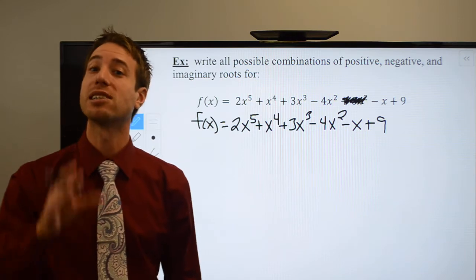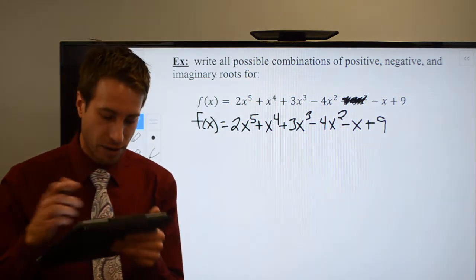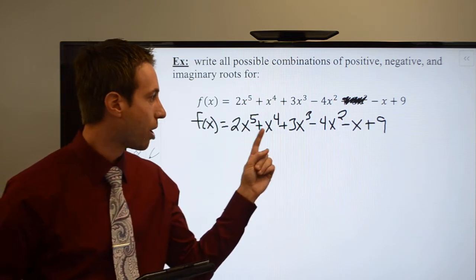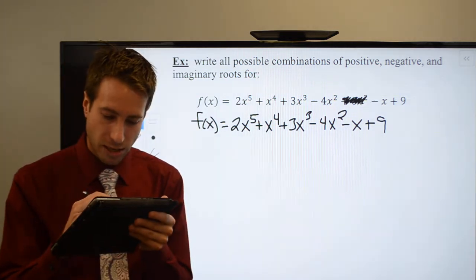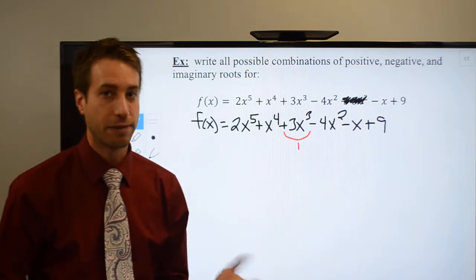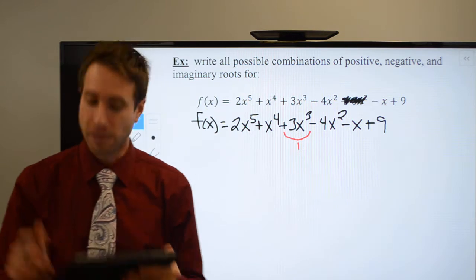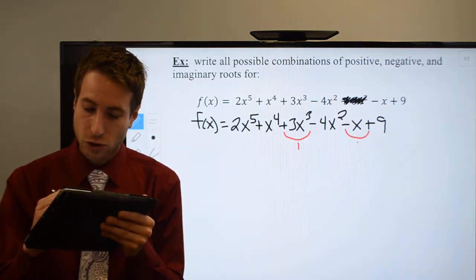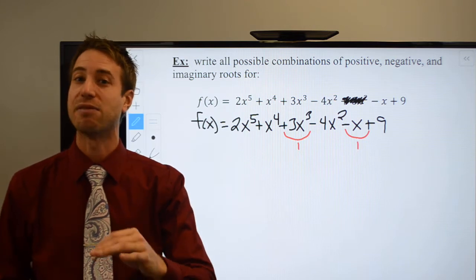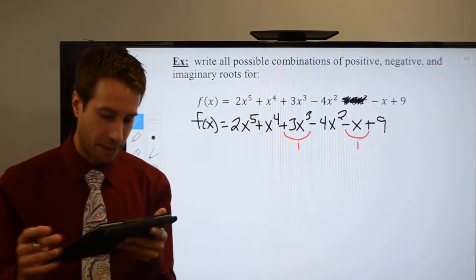So, to find the positive real roots, I count the number of sign changes. That's what Descartes' rule says. Positive to positive, no. Positive to positive, no. Positive to negative, there's 1. Negative to negative, no. Negative to positive, there's another one. So, I have 2 positive real sign changes or less than that by an even number. We'll get to that in just a second.